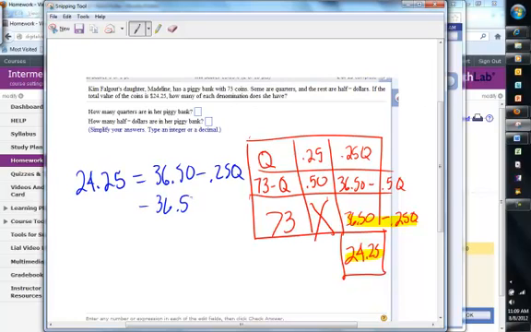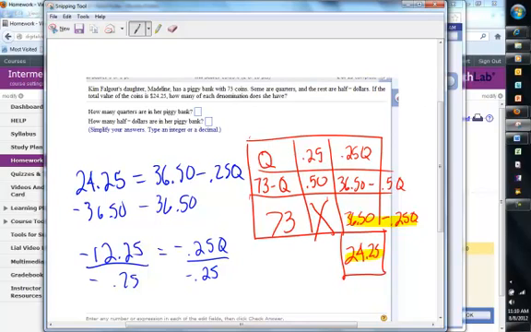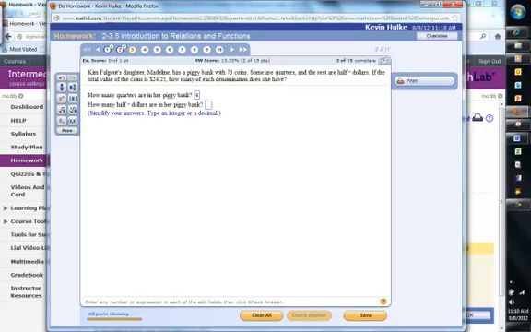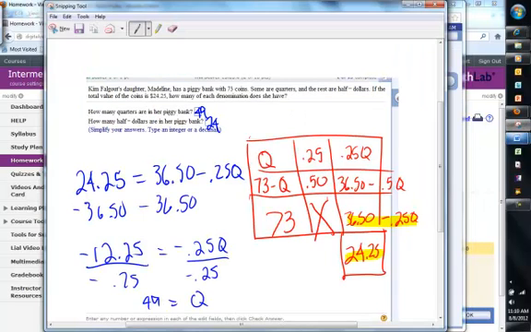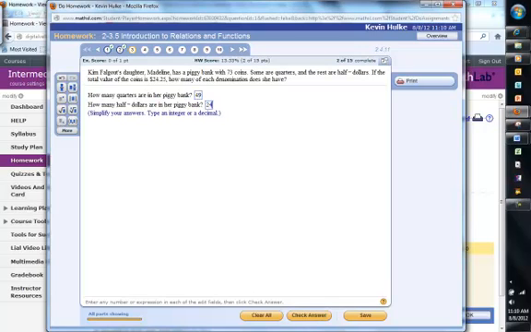Subtract $36.50 from each side. So we have 24.25 minus 36.50 is negative $12.25, equals negative 0.25Q. Divide both sides by negative 0.25, and we get Q is 49. So there are 49 quarters, which means there are 24 half dollars because they have to add up to 73. 49, and what did I say? 24. 24.